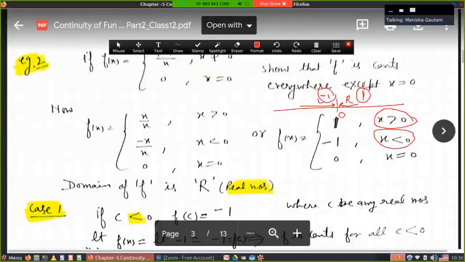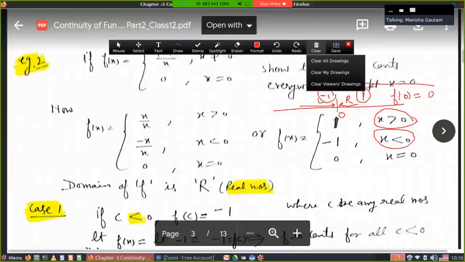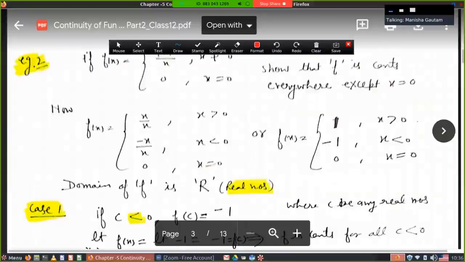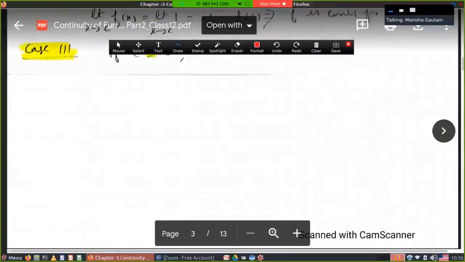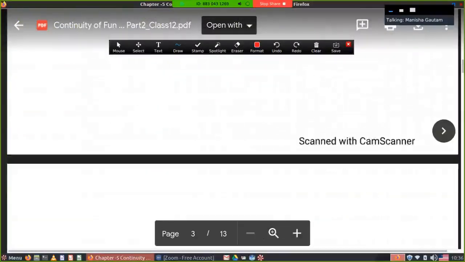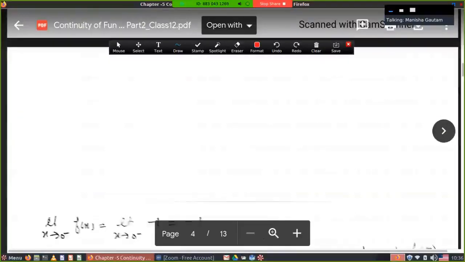So what? And the value at 0, f of 0, is given as 0. All three are not equal. What it implies? The function is discontinuous at x is equal to 0, and it is continuous at all the points other than x is equal to 0. Except 0, at all the points the function is continuous. Only at 0 it is discontinuous.